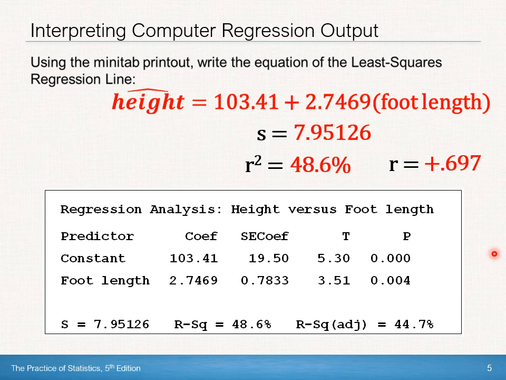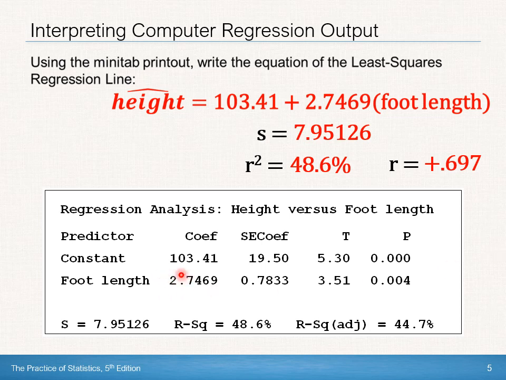How do you know that it's positive 0.697? How do you know it's not negative? Because your calculator is never going to give you a negative when you take the square root of a positive number. So how do we know if r is positive or negative?